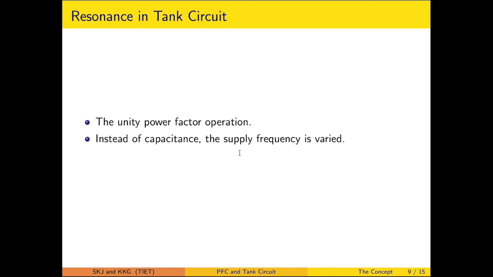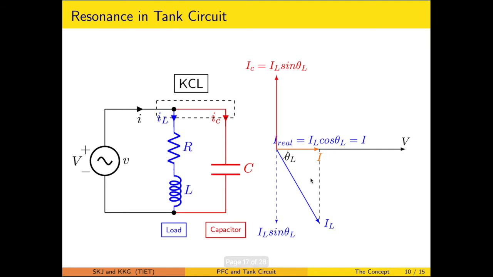So this we have already highlighted. Now the resonance is a typical condition which is of unity power factor operation. However, the unity power factor is achieved by varying the supply frequency. So this is different. In the previous case the capacitance was varied. Here in the resonance the supply frequency is varied. So now here it is represented with a fixed capacitor likewise.